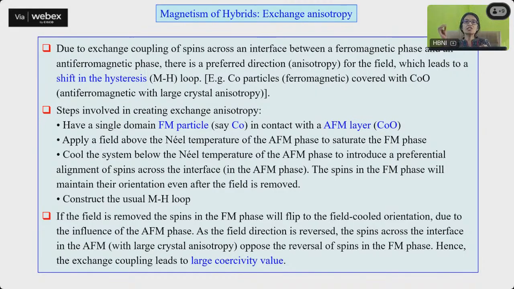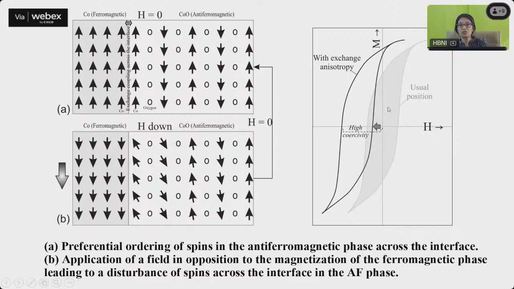So then you construct the usual M versus H loop. If the field is removed, the spins in the ferromagnetic phase will flip to the field orientation due to the influence of the antiferromagnetic phase. As the field direction gets reversed, the spins across the interface in the antiferromagnetic material will oppose the reversal of the spin in the ferromagnetic phase. So hence this exchange coupling is going to lead to a very large coercivity value. So all what I said is explained over here.